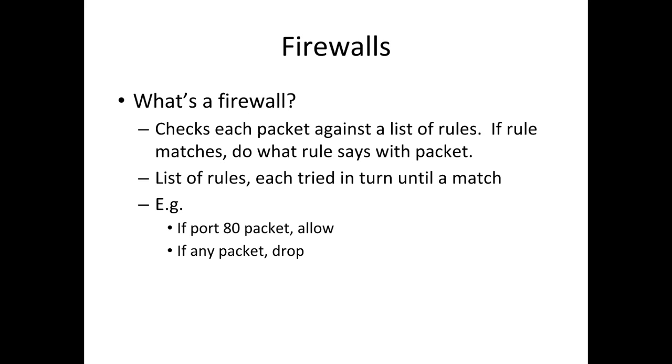So each packet that is received by our firewall software is checked against a list of rules. If the rule matches, it does what it says. All these rules are tried in turn until there is a match, or until you get to the bottom, which says allow the packet to go through. An example being if the packet is for TCP port 80, allow. If there's any other packet, then drop.